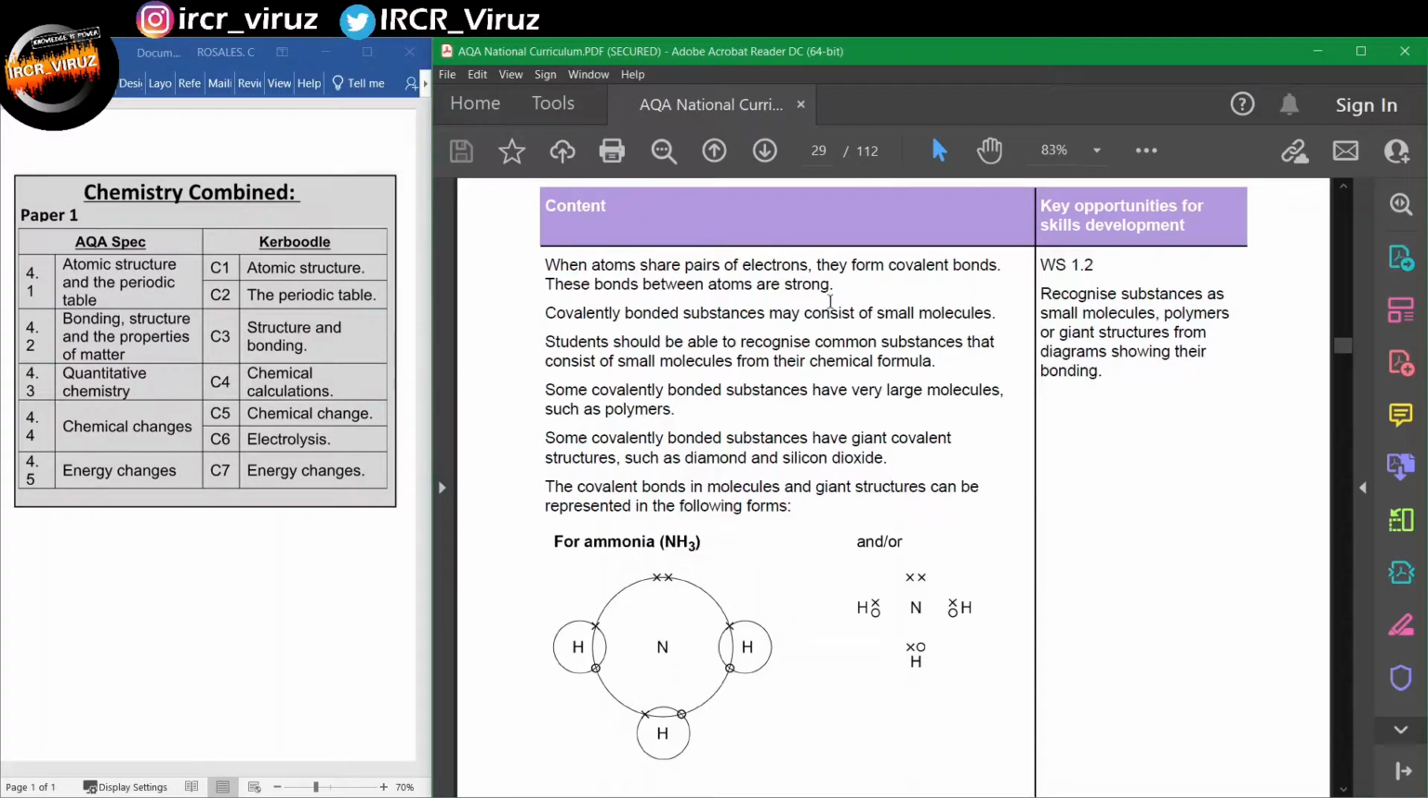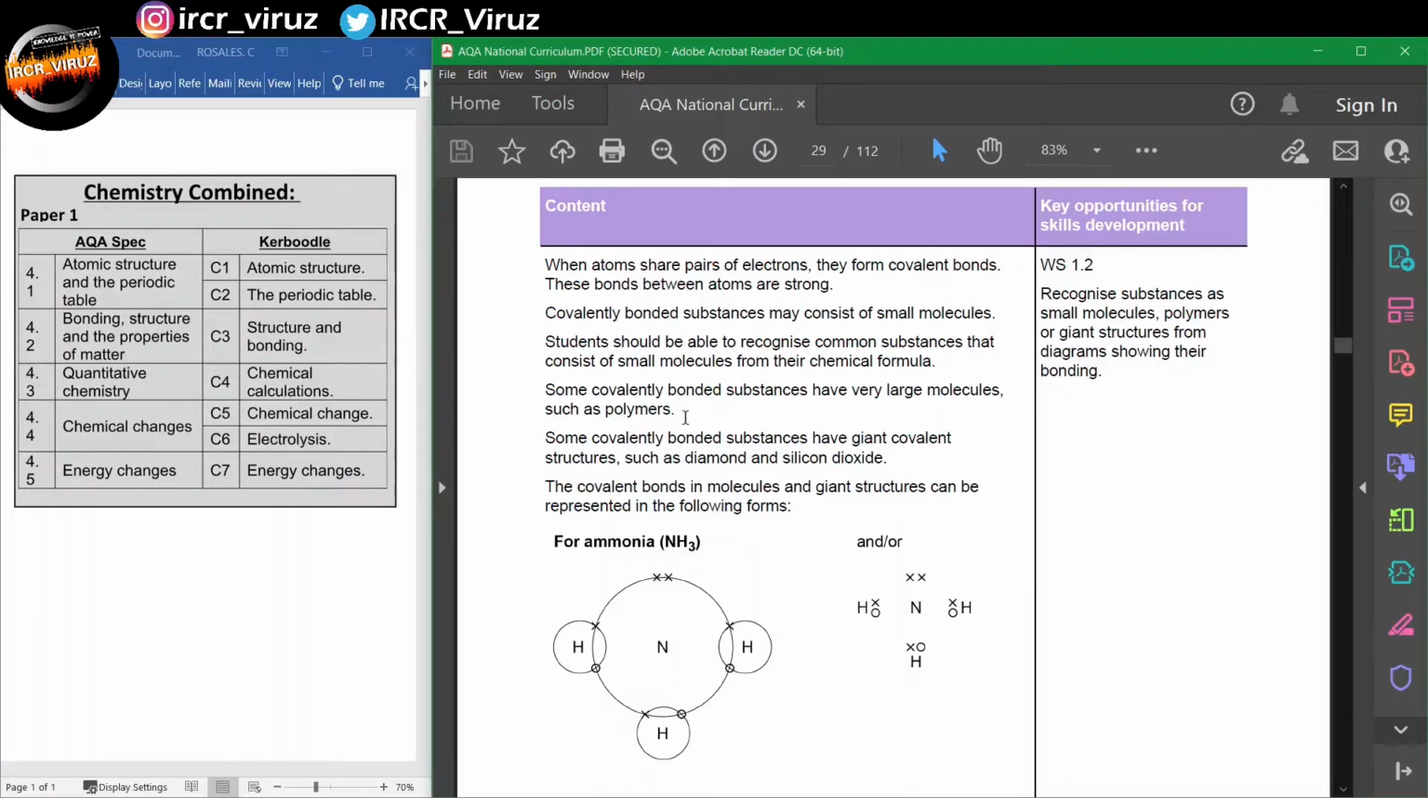These bonds are very strong, so that's something you want to remember, because when you're talking about simple structures, they'll ask you why is it that simple structure molecules are very easy to turn into gases and very easy to change into different states, okay? So a covalent bonded substance consists of very small molecules. Students should be able to recognize common substances that consist of small molecules in the chemical formula. Some covalent bonded structures are very large molecules such as polymers.